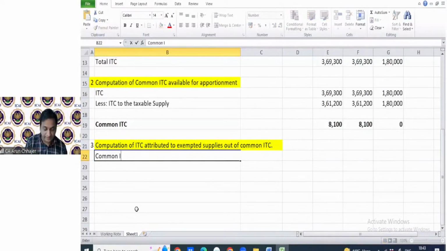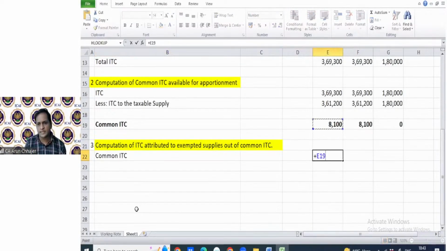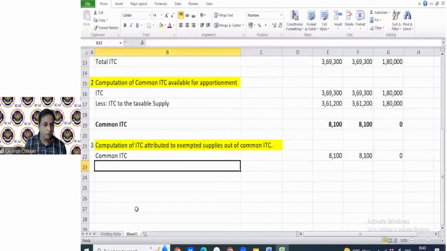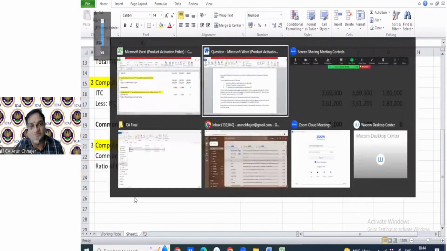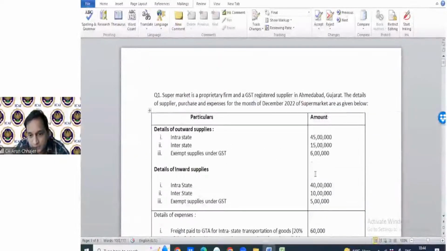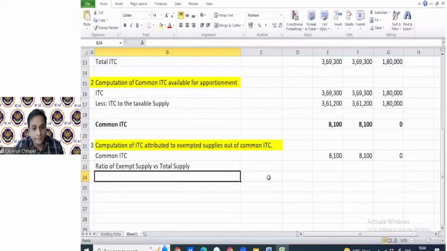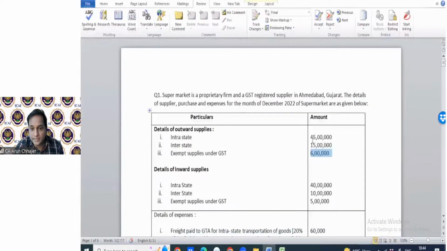So I will use again the common ITC, how much is it? That is 8100. Now, the ratio of exempt supply versus total supply. How much are the exempt supplies in my calculation? The exempt supply is 6 lakh, correct? And total supply, taxable supplies, is 45 plus 15.